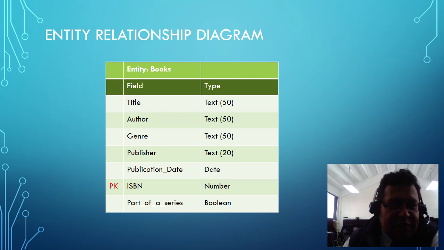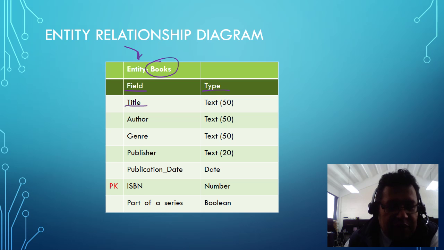I have the relationship diagram, the entity relationship diagram already done here, and I'm going to go over it. So my entity right here is books. All right, I have the field and the type. So the first field is going to be the title.